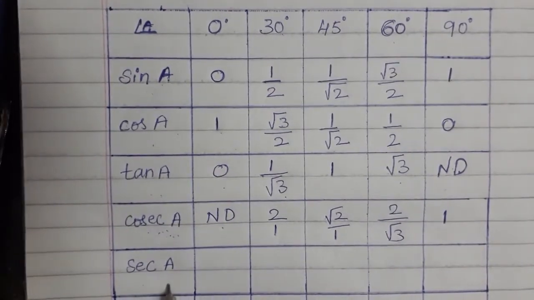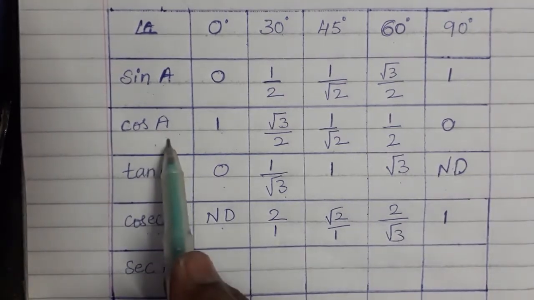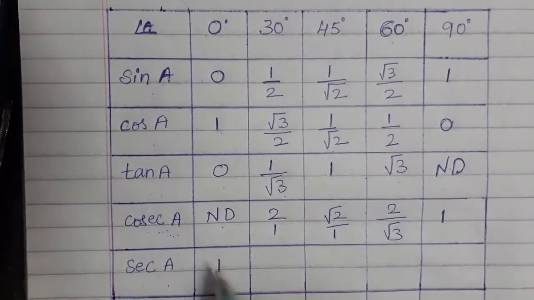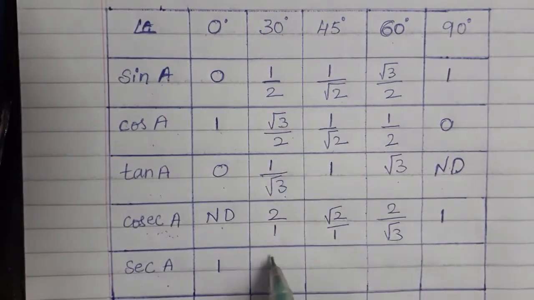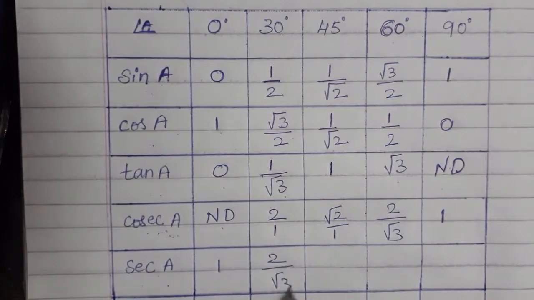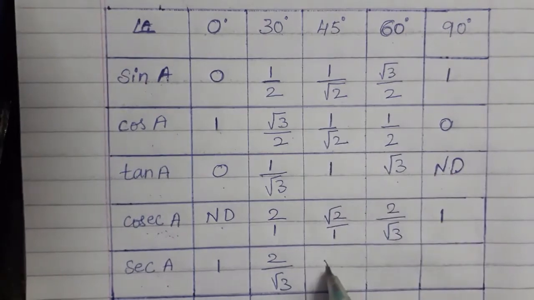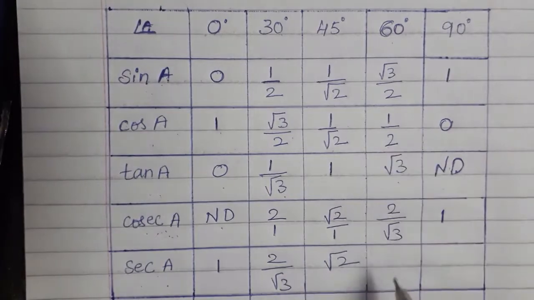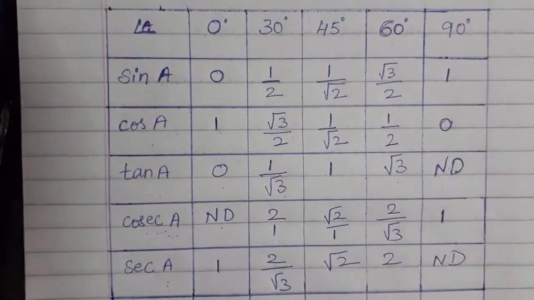Now secant A is reciprocal of cos A. Therefore secant 0 degree, reciprocal of 1 is 1. Secant 30 degree, reciprocal of cos, root 3 by 2 will become 2 by root 3. Now secant 45 degree, 1 by root 2 reciprocal is root 2. Secant 60, reciprocal of cos, 1 by 2 will become 2 by 1. Secant 90, reciprocal of 0, not definable.